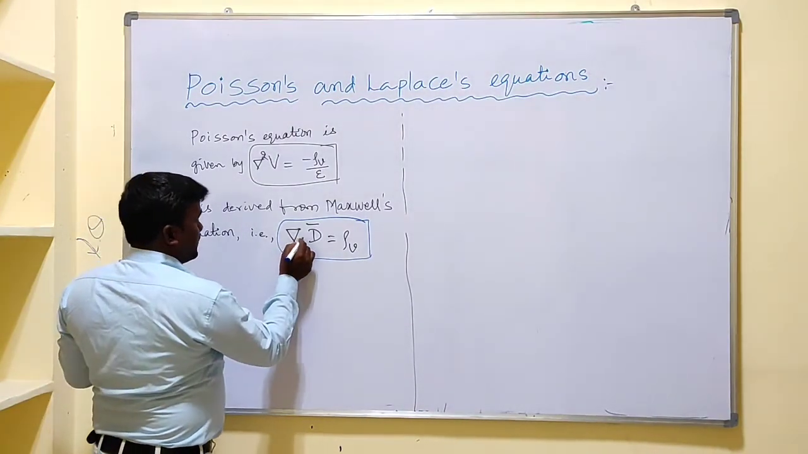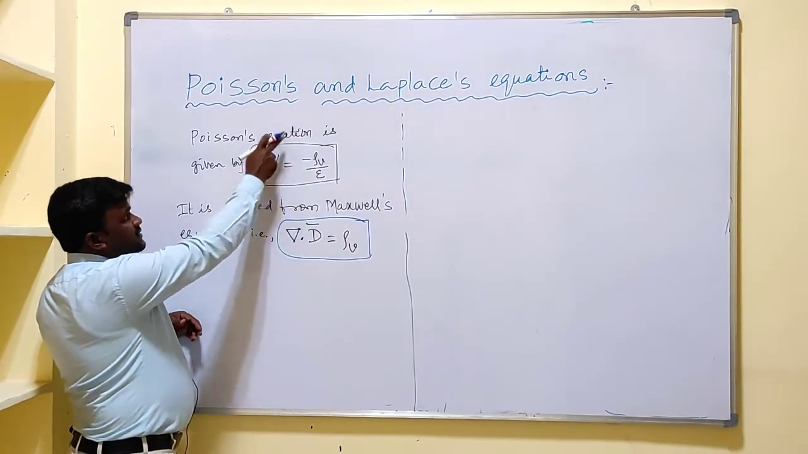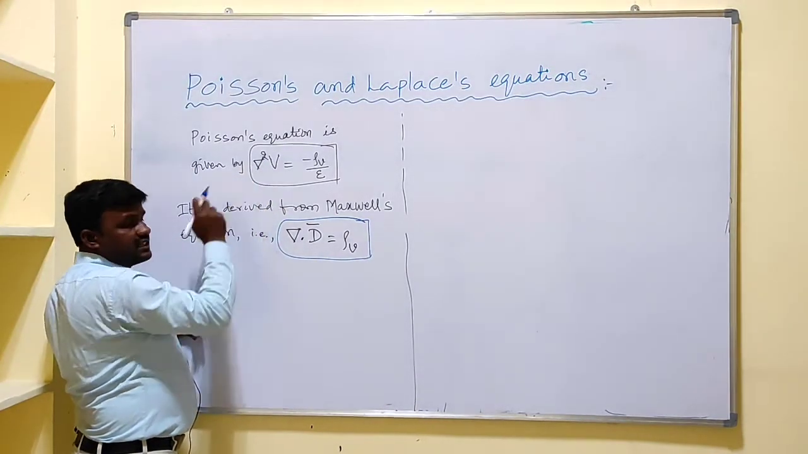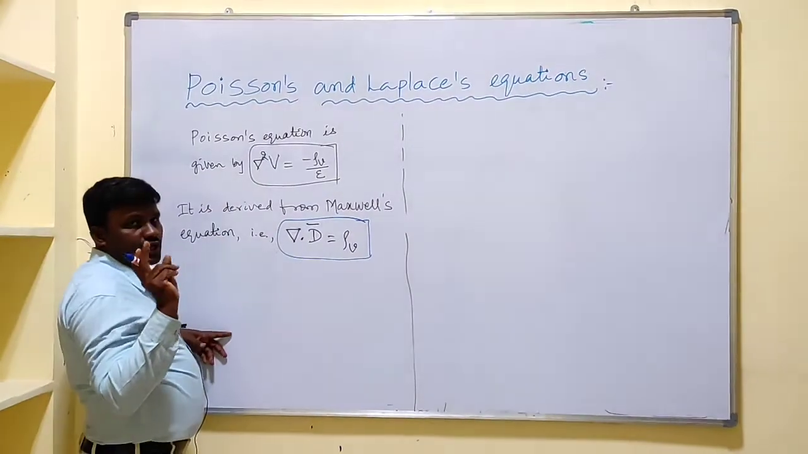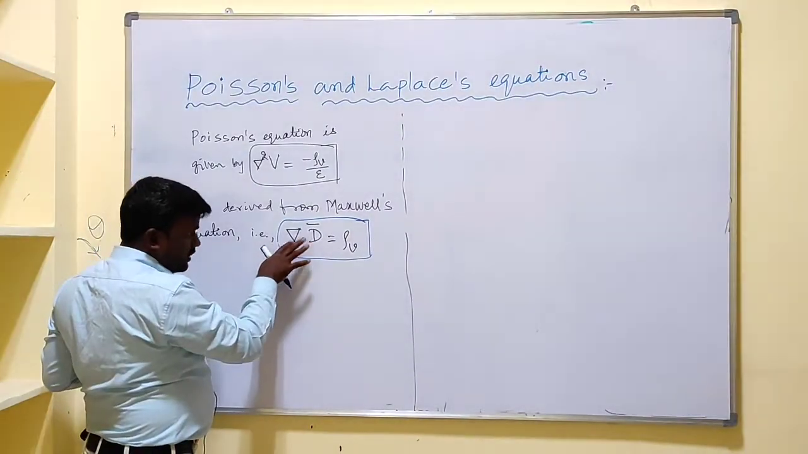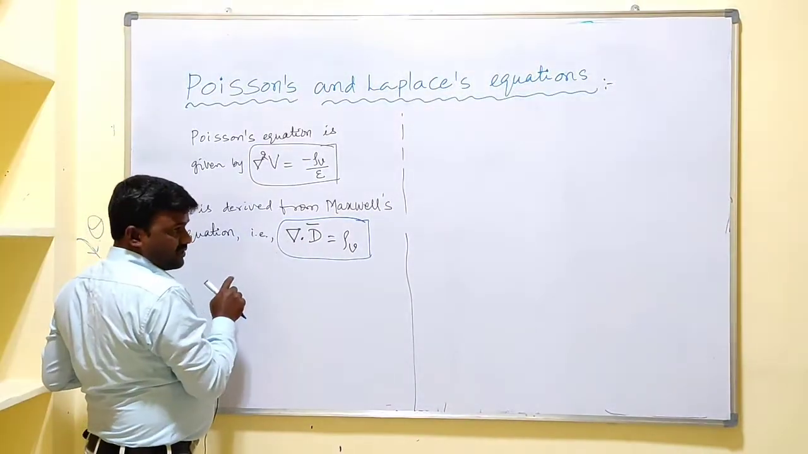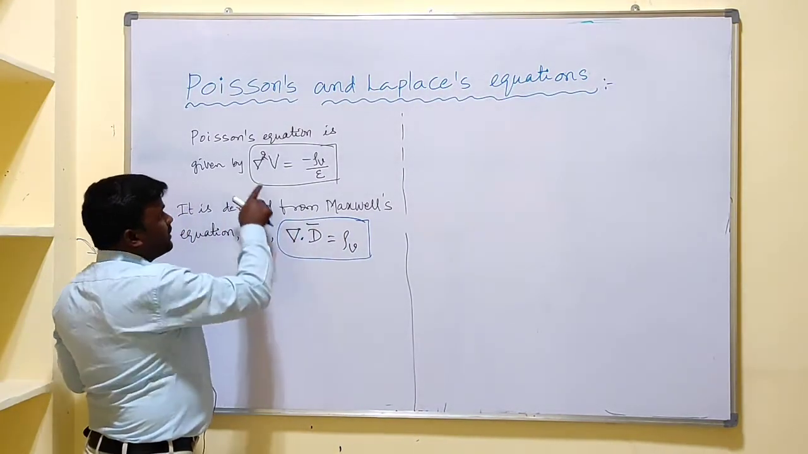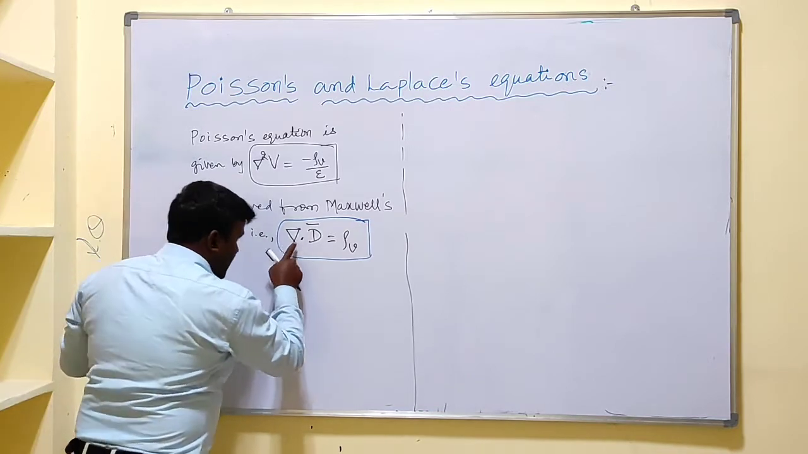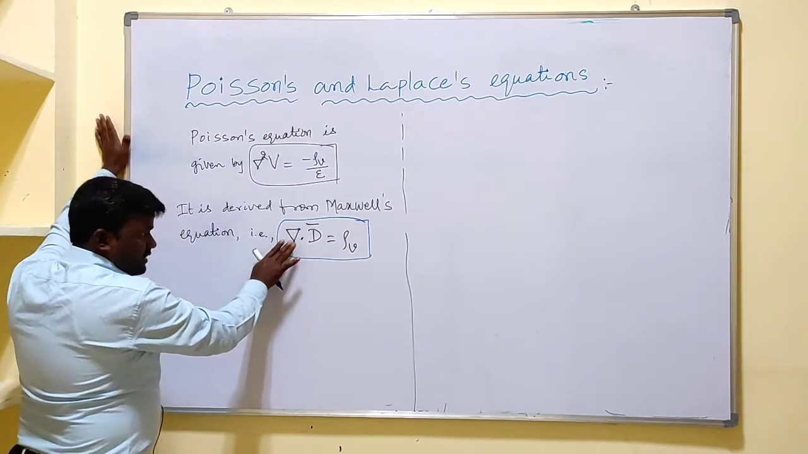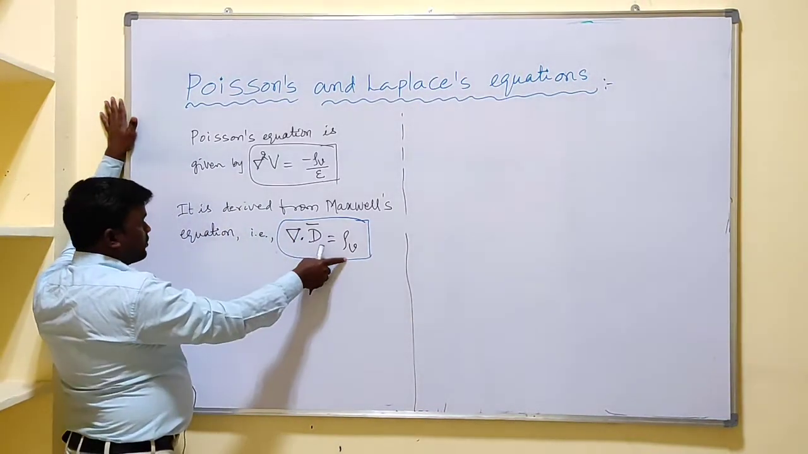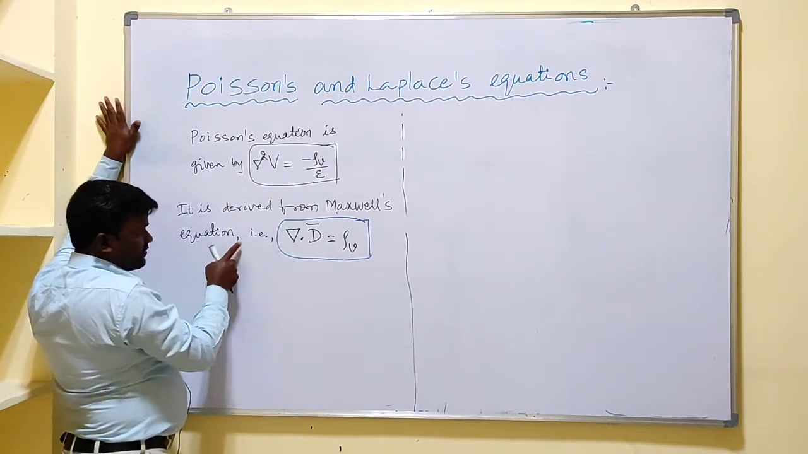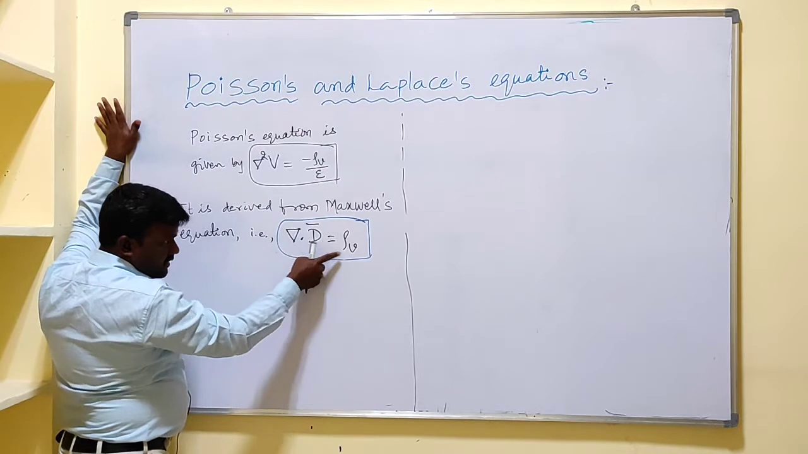If you see here, in the Poisson's equation we have del square V. Del dot del is nothing but del square, that means we require two dels, but here I have only one del from this Maxwell's equation. So I need to modify this equation to get del square. Poisson's equation can be derived from Maxwell's equation, that is del dot D equal to rho V.